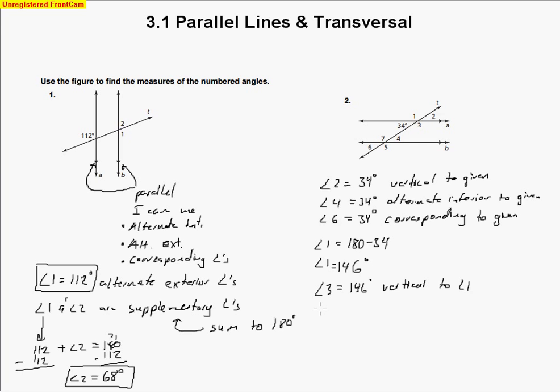And then angle 7 is equal to 146 degrees because it is corresponding to angle 1, and we could say angle 5 is also equal to 146 degrees because it is alternate exterior to angle 1. And so those are some different types of problems that we're going to end up experiencing on tonight's homework. Good luck.